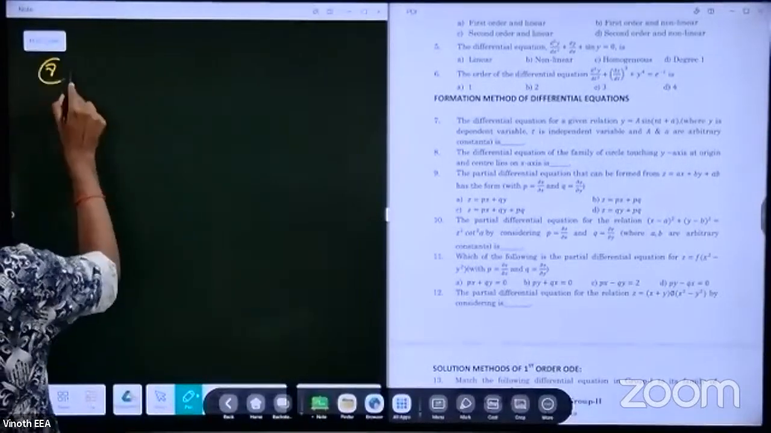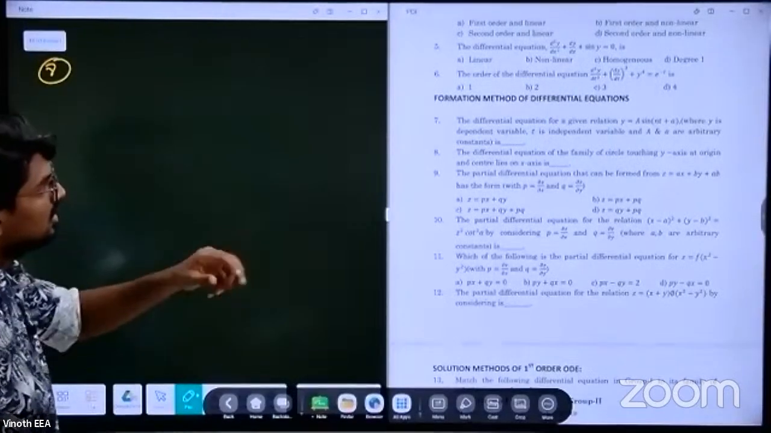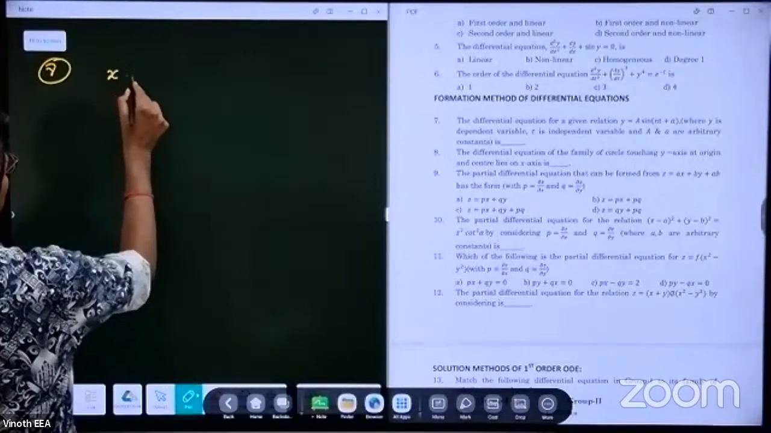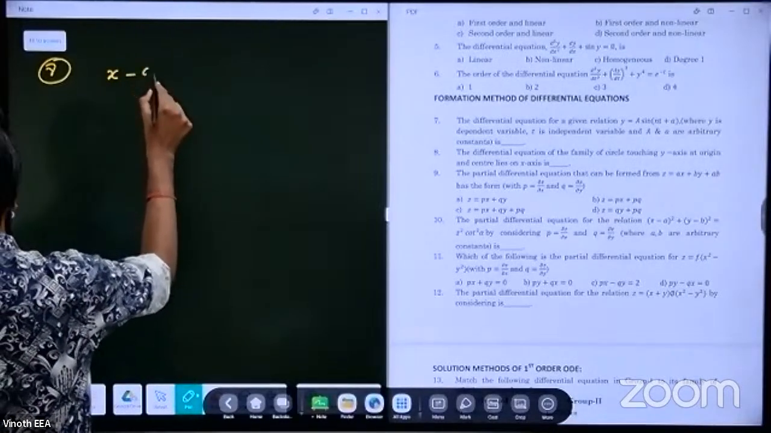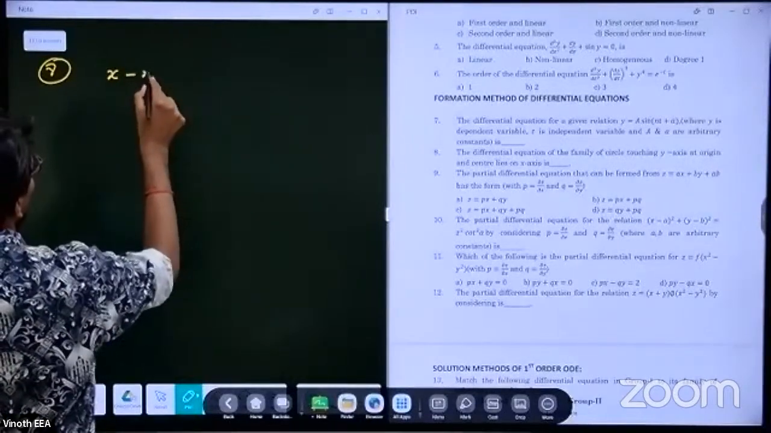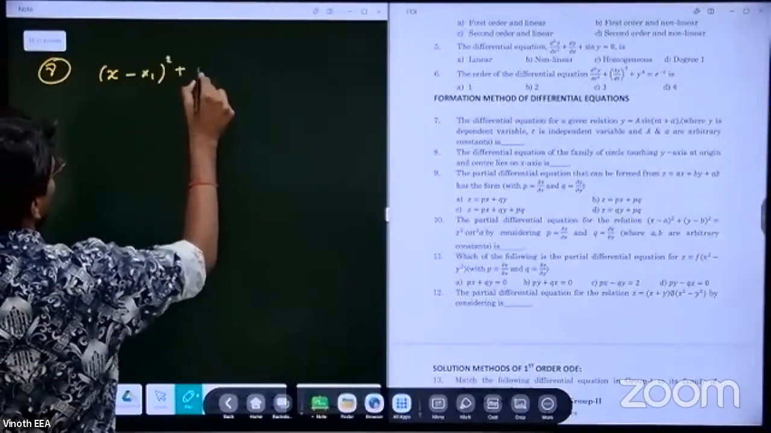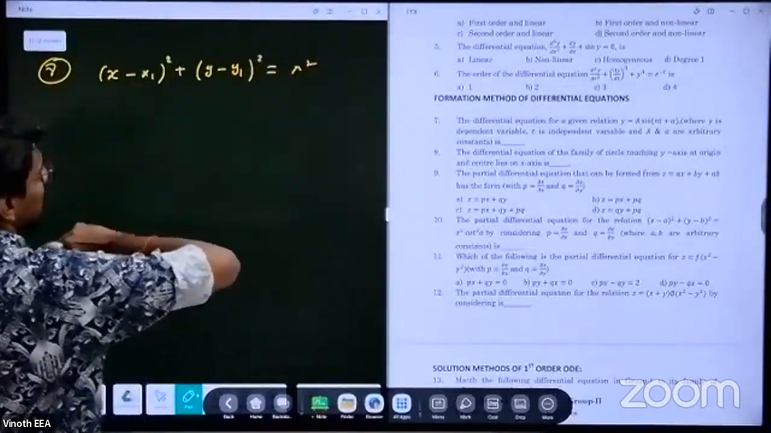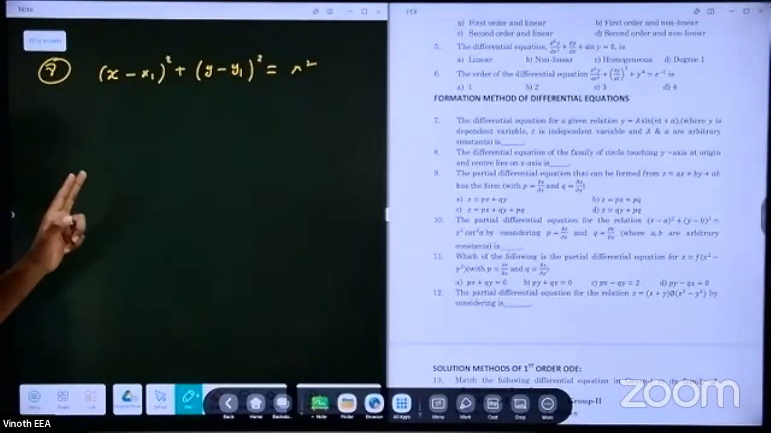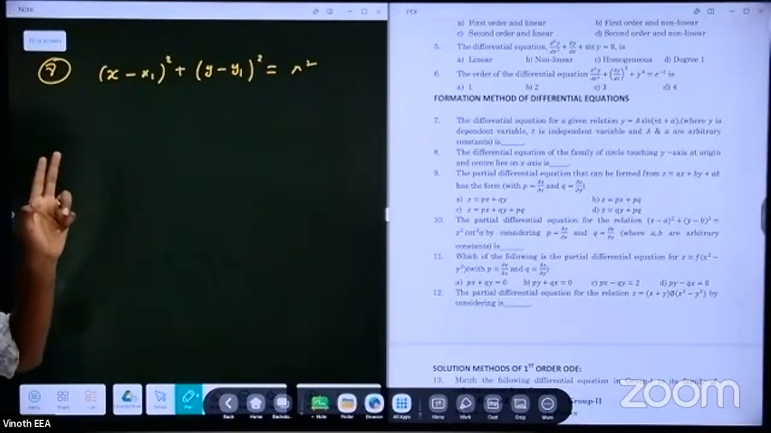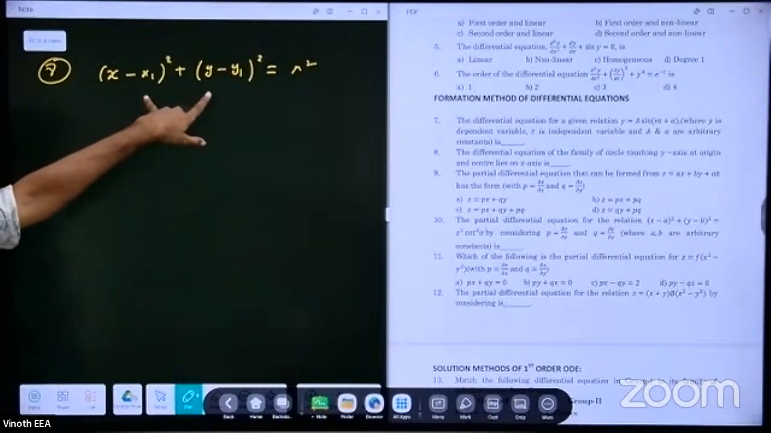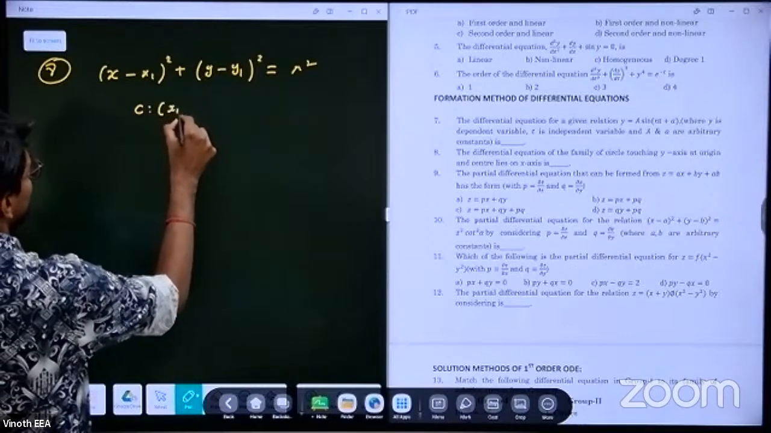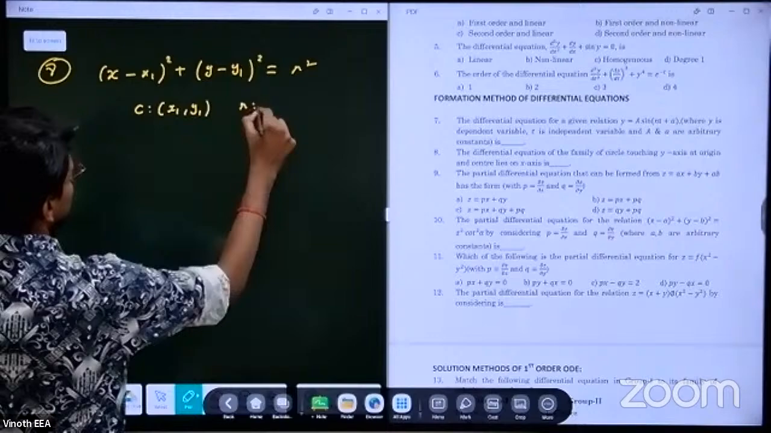Differential equation of family of a circle touching y-axis at origin and center lies on x-axis. First, I will just write down the equation. See, first, the family of circles equation is what? General equation: x minus x1 whole square plus y minus y1 whole square equals r square. Here x1, y1 is my center and r is the radius.